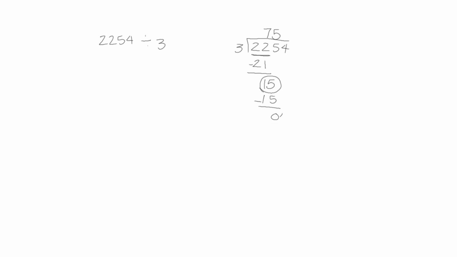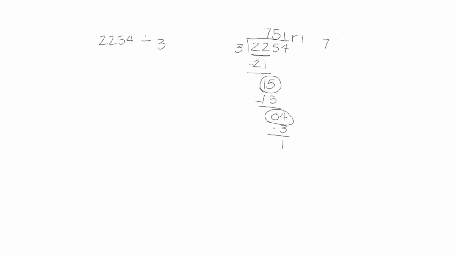We still have 4 ones. 4 ones in 3 groups. We can put 1 in each group. 1 times 3 is 3. We subtract and we have 1 left over. We check, but we can't divide the 1 equally into 3 groups, so that becomes our remainder.